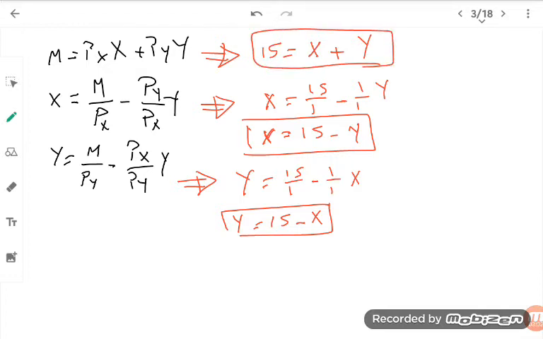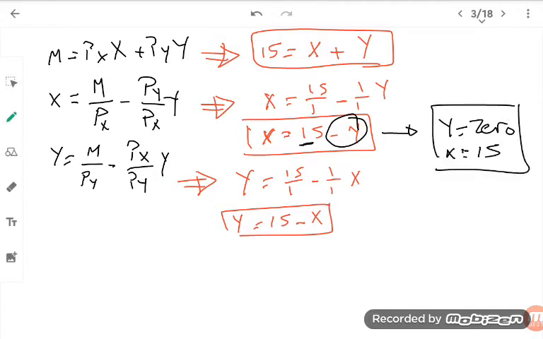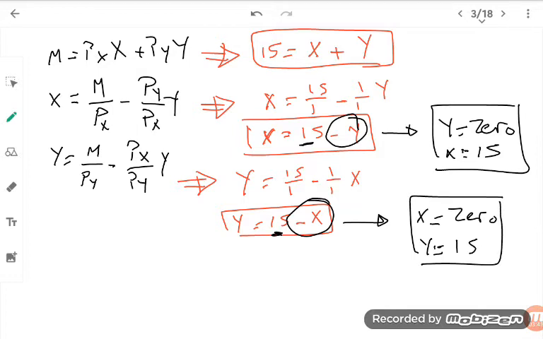Now we are going to use these equations in order to draw the budget line. If you substitute in equation number 2 with Y equals 0, this means that X will be 15. So this is the first combination that will be used in order to draw the budget line. With respect to equation number 3, if you substitute with X equals 0, this means that Y equals 15. And this is the second combination that will be used in the drawing of the budget line.